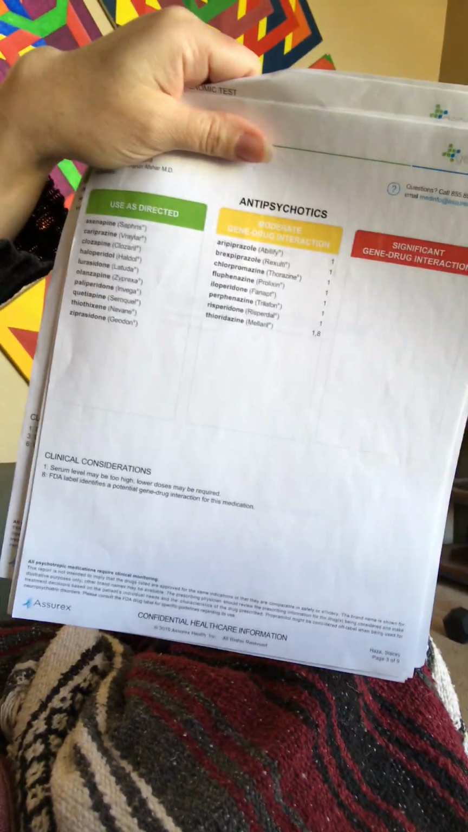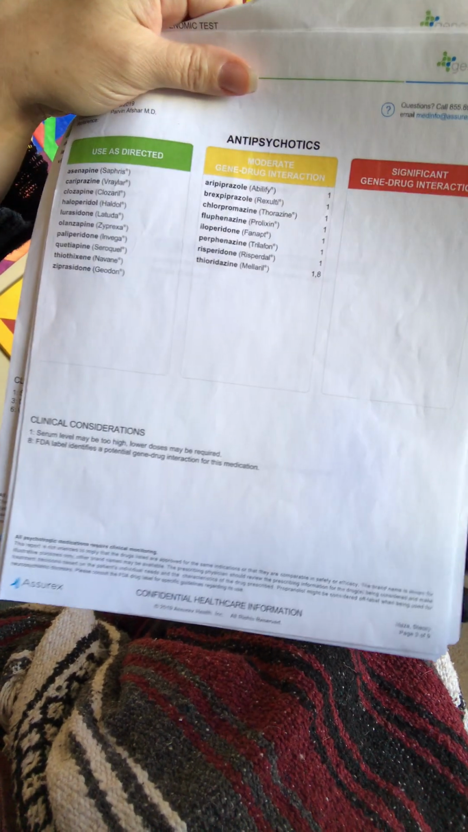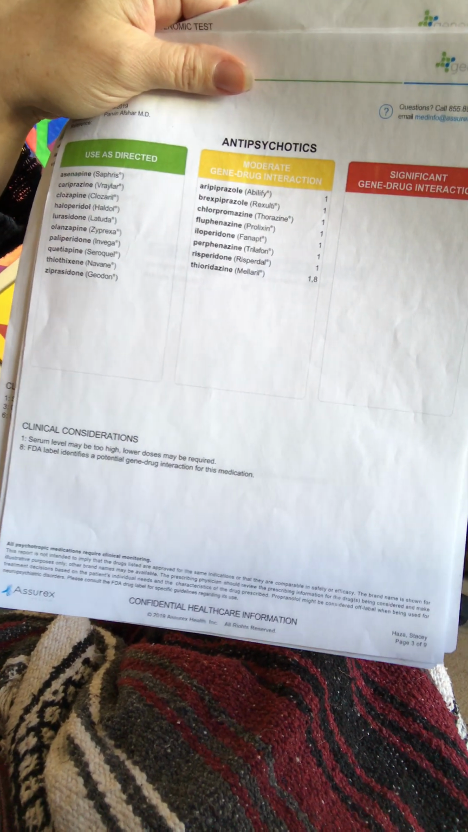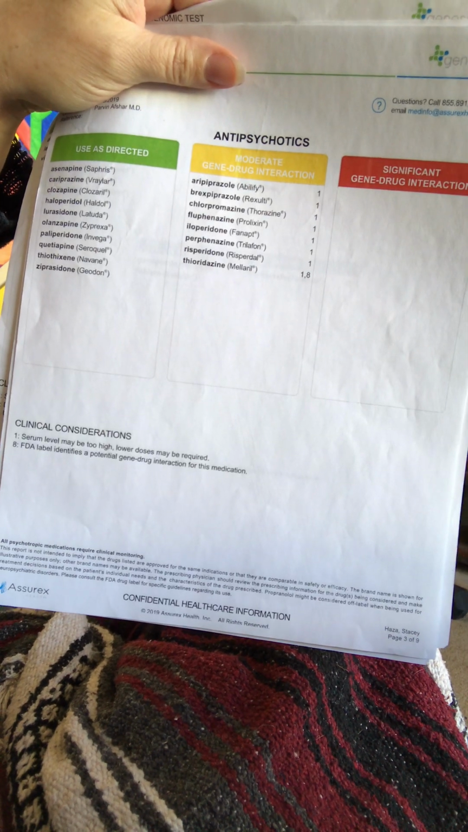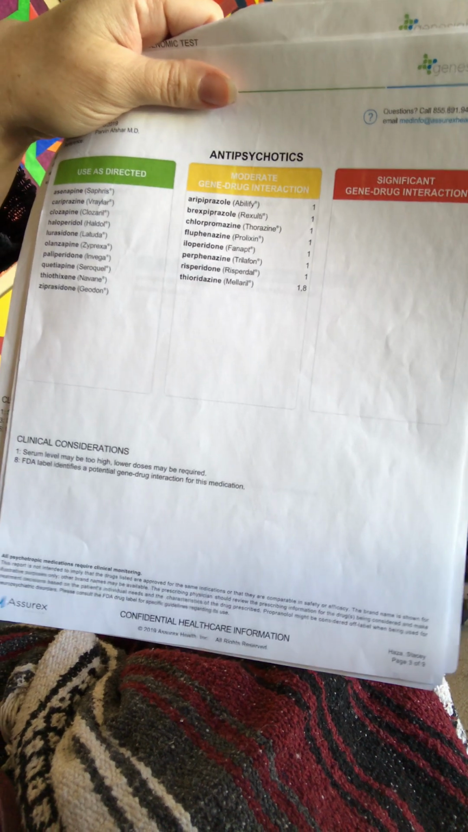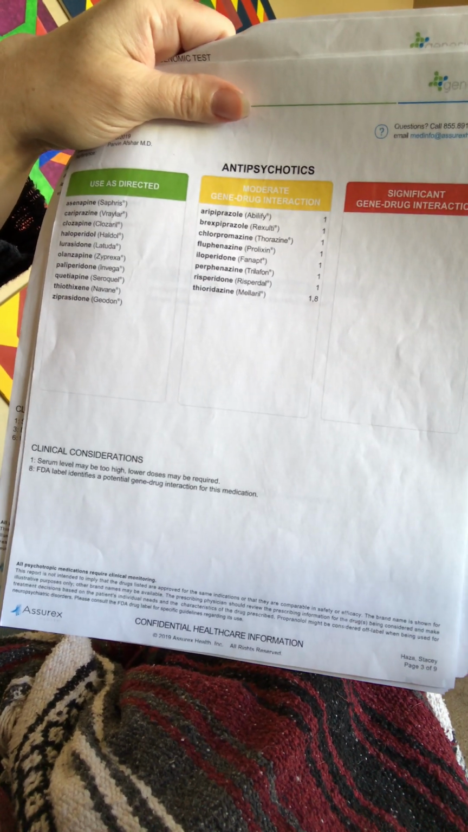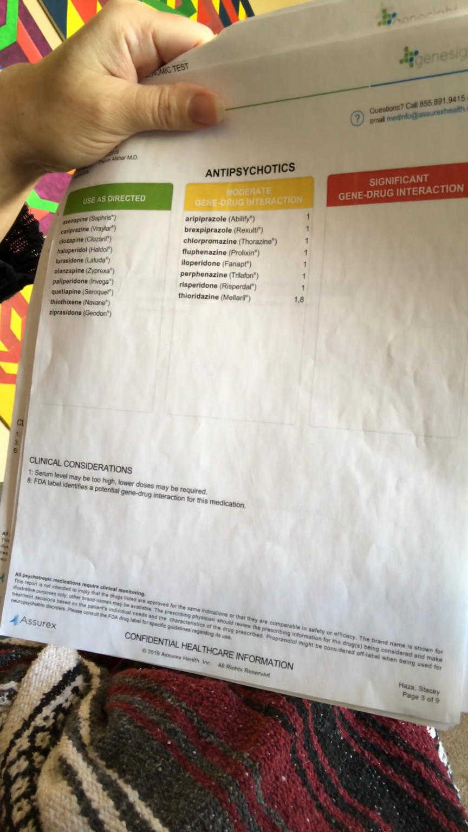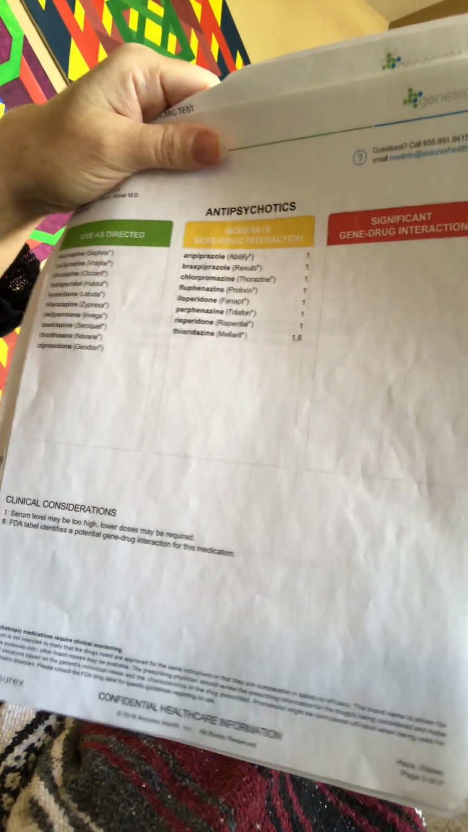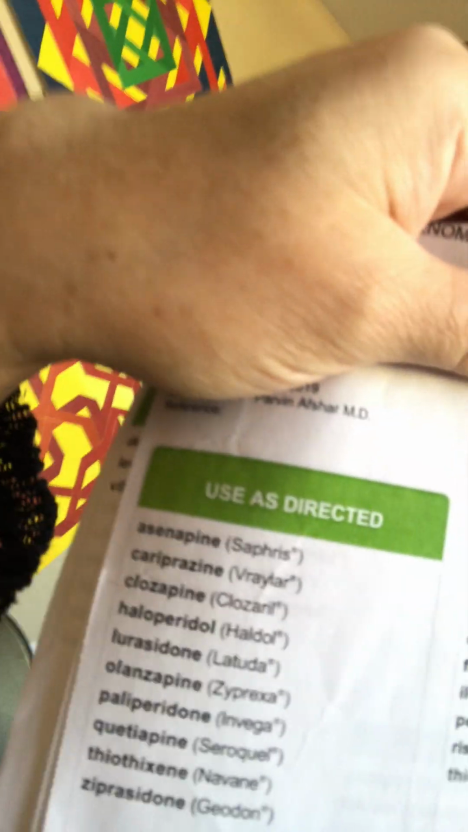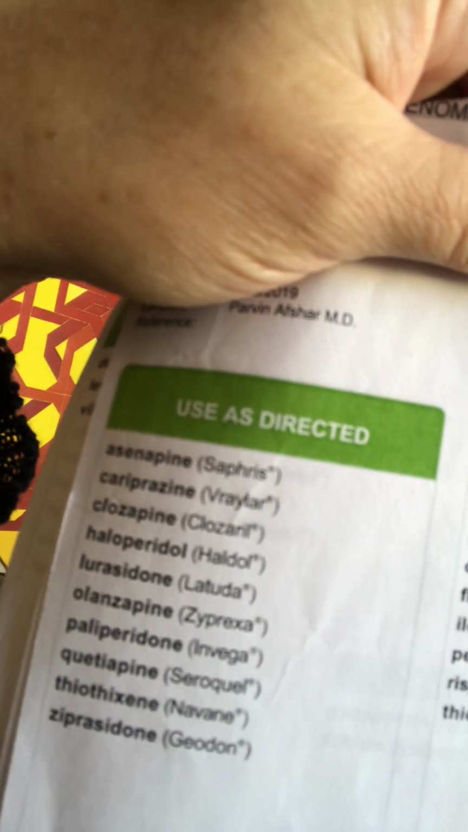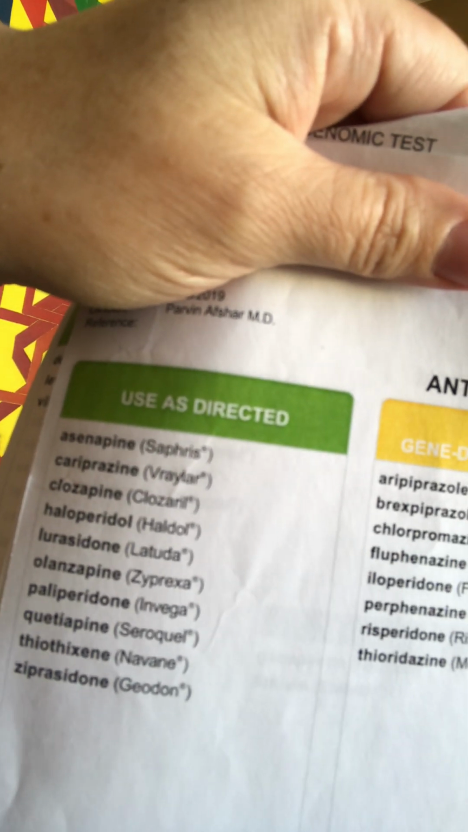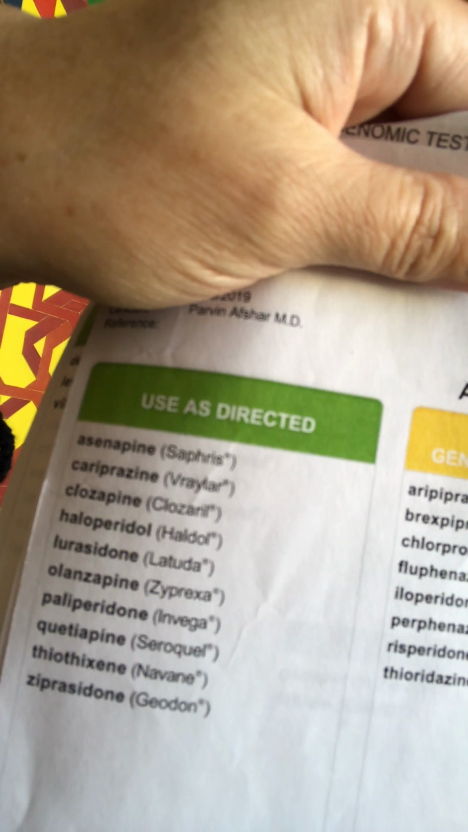So this is for antipsychotics. This one particular page shows how I react to them. You can see it has a very simple green, yellow, red format where the greens you can use as directed. Yellow, there are some moderate gene-drug interactions, and the reds you want to avoid. Now, let me explain something to you. As you see there, Vraylar is in the green, so let me tell you a little something about Vraylar.